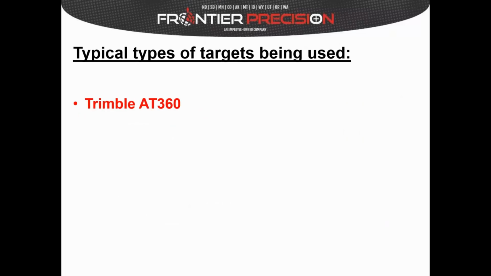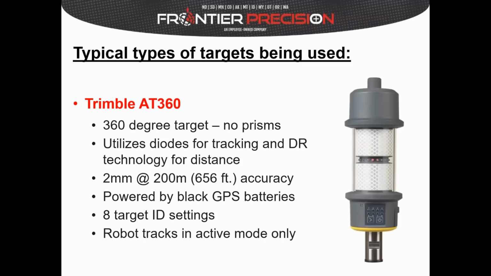The next one we have is called the AT360. This is a 360-degree target. Note that there are no prisms on it. It's kind of got this reflective foil around it. So how this works is we power it up, and it utilizes the row of little LED diodes here in the middle for our tracking, kind of our positioning. But then we also integrate a DR type measurement that's shooting this foil piece for our distance.